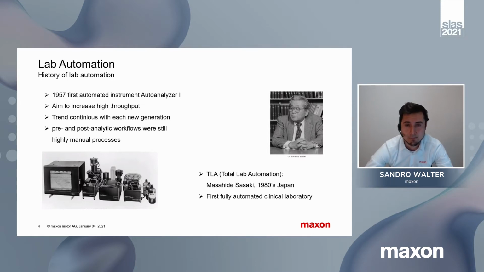Masahide Sasaki is credited to be the father of total lab automation. In the 1980s, he created the first automated laboratory with conveyors, belts, circuit boards, and programmable robots. This helped to automate the process for pre- and post-analytical workflows and led to the first fully automated clinical laboratory.